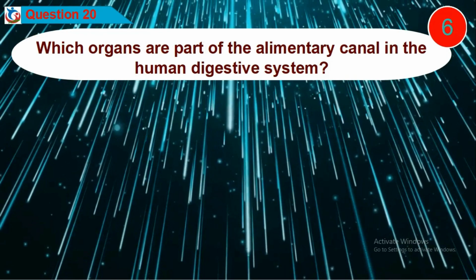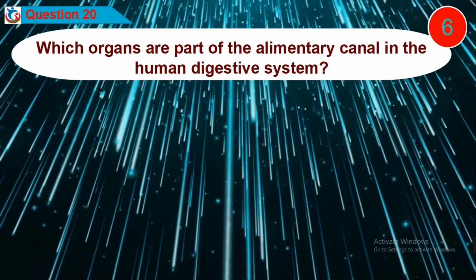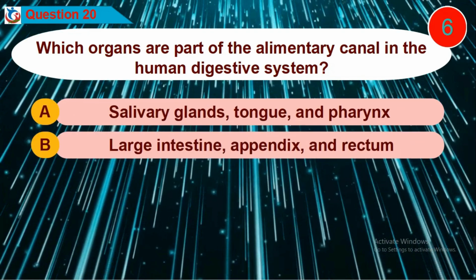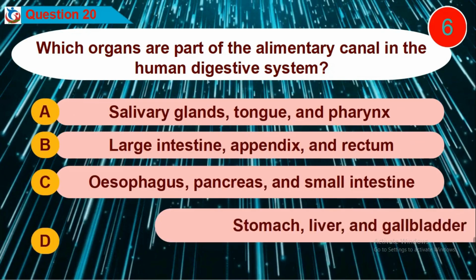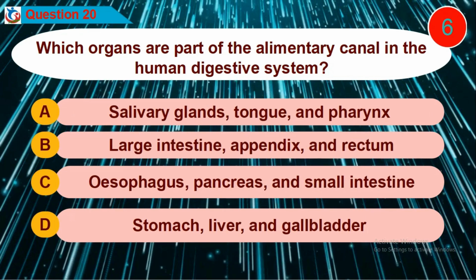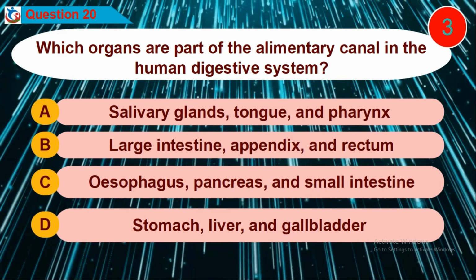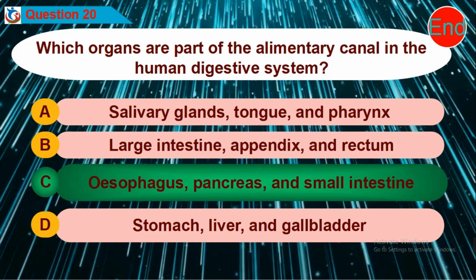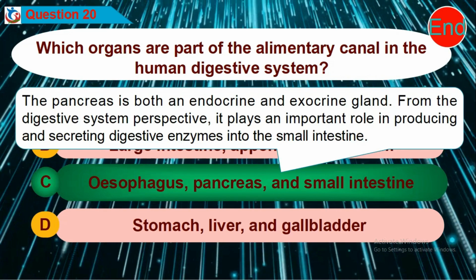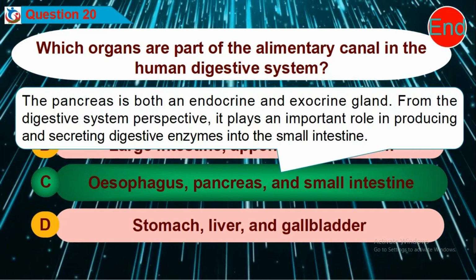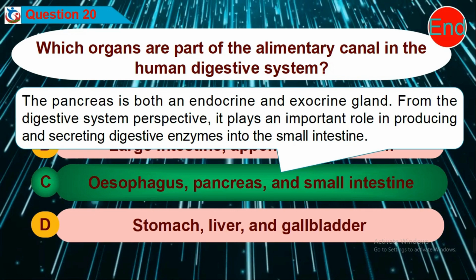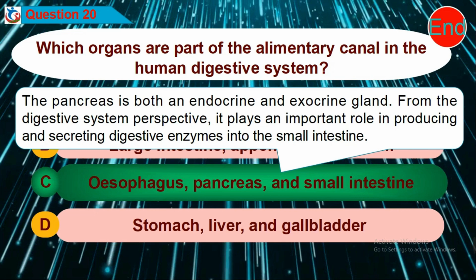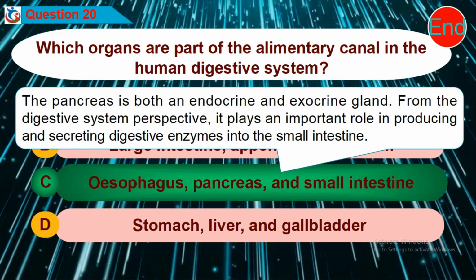Question 20. Which organs are part of the alimentary canal in the human digestive system? Is it option A, B, C, or D? The pancreas is both an endocrine and exocrine gland. From the digestive system perspective, it plays an important role in producing and secreting digestive enzymes into the small intestine.